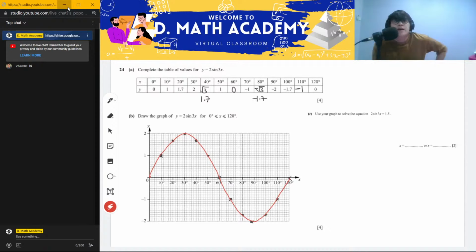And then they want you to use your graph to solve this equation. Remember, they try to phrase it like your graphing quadratic question. This type of question hasn't come out ever since they prepared this worksheet here. So it's very good for you guys to practice it now so that you don't panic during the exams.